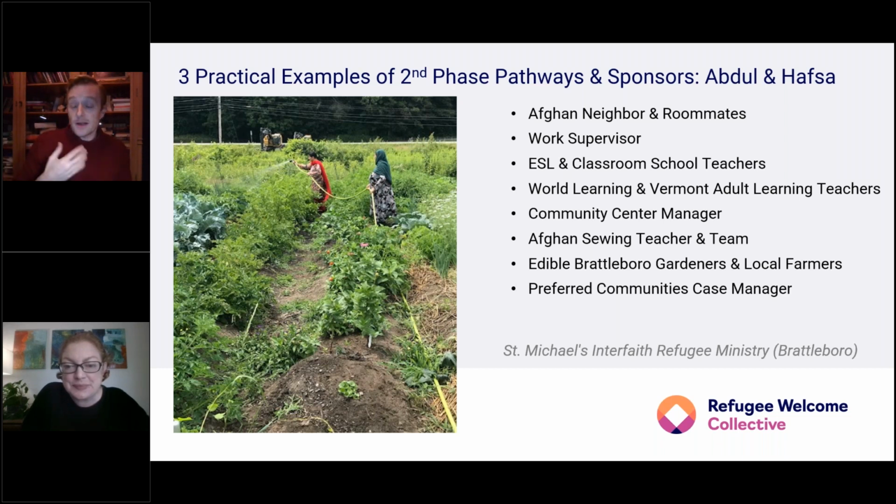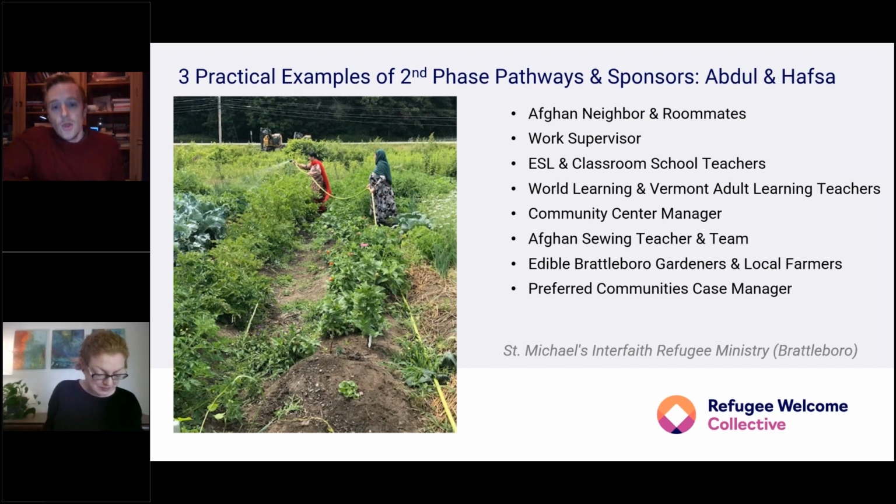We're trying to encourage a positive relationship with the work supervisor so that the husband and the family can take on more responsibilities at work and get some of those more informal skills and on-the-job training. We are making sure that they stay connected to their ESL teachers through ongoing classes, and that they're developing good relationships with their kids' teachers at school.